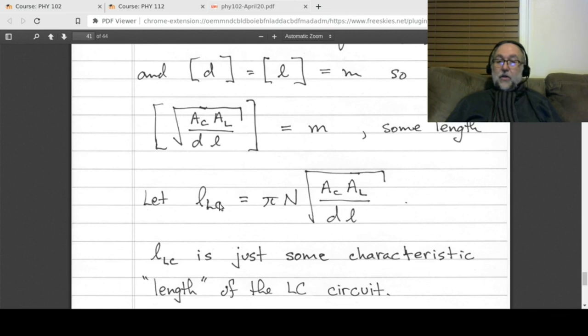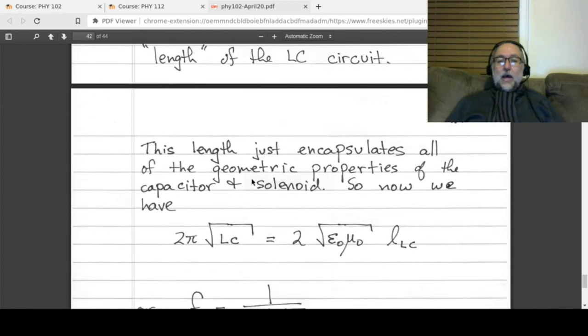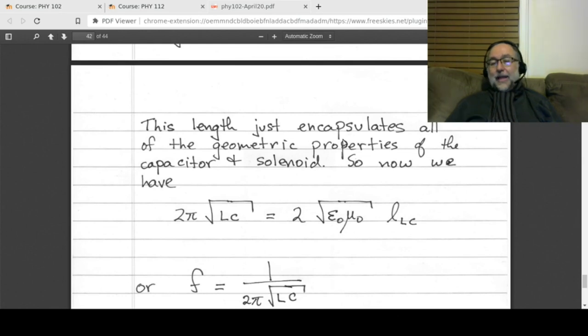And so I'm just going to define the characteristic length of this LC circuit as that pi, which I decided to lump in with this, the n, the number of windings. It was n squared under the square root, but when it came out it's n multiplied by this quantity here. Okay? And so now this LC is just some characteristic length of the LC circuit. And you go, what is this characteristic length? It's kind of the net effect of all the geometrical factors that go into building the LC circuit. The way I put it here is that this length just encapsulates all of the geometrical properties.